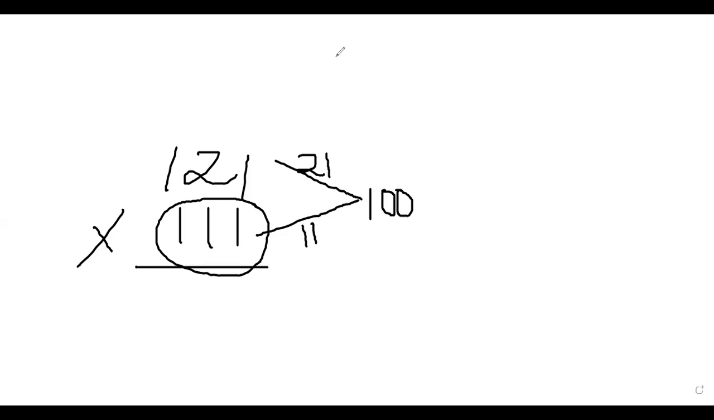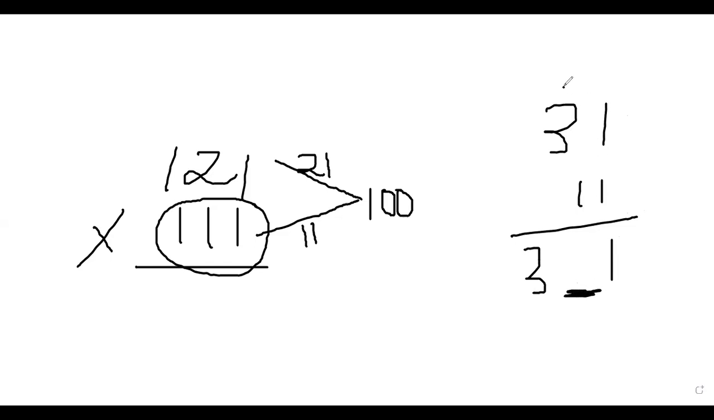What is the answer? 31 times 11. 341. Yeah, 341. Very simple. 1 will come over here, 3 will come over here. In between, we have to find the middle number. That will be the addition of these two numbers. So 3 plus 1, that will be 4.